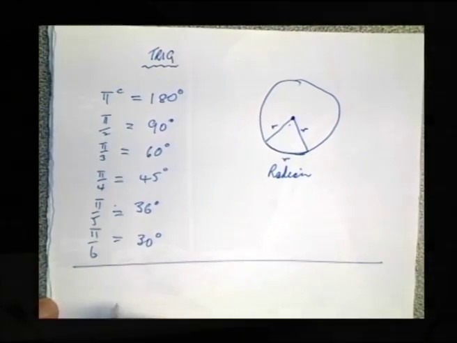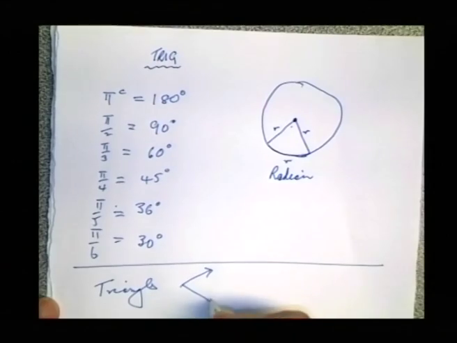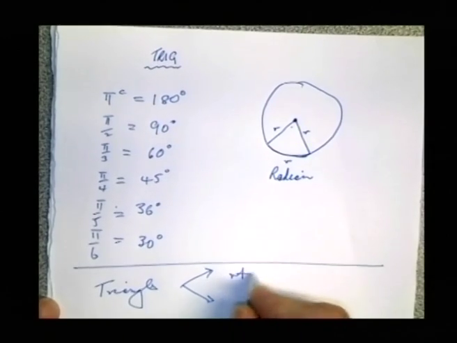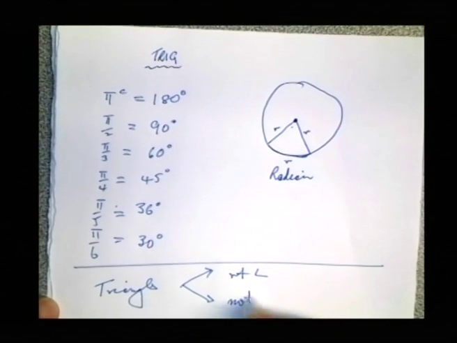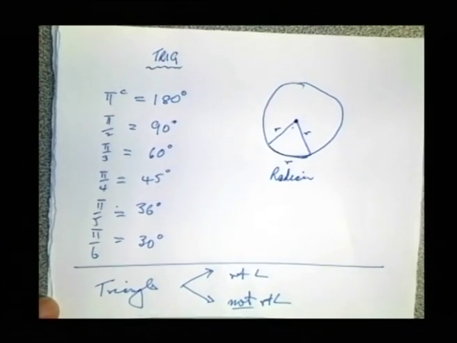Next part in anything to do with trigonometry is dealing with triangles. In a simplistic way, I see triangles divided into two types of triangles. There's a right-angled triangle and not right-angled. And all the sums that you can get in triangles can be divided into that context.